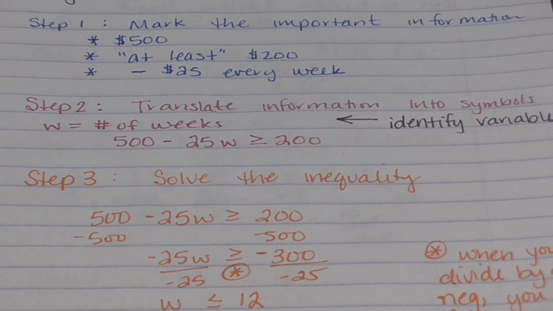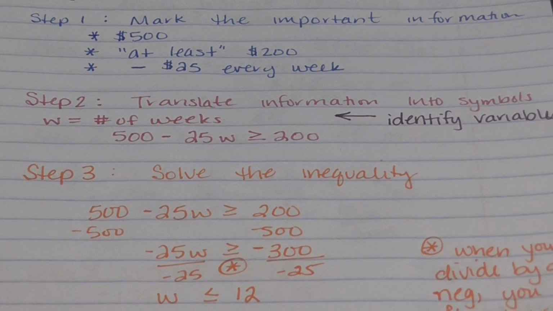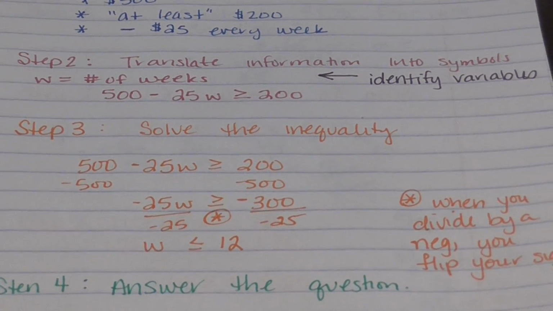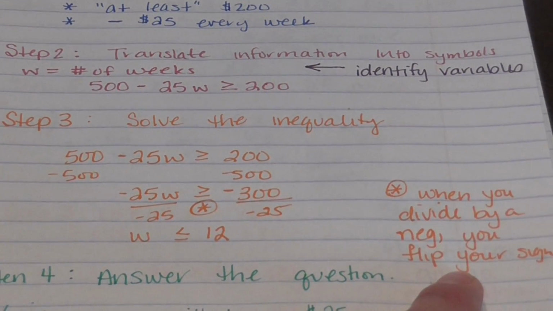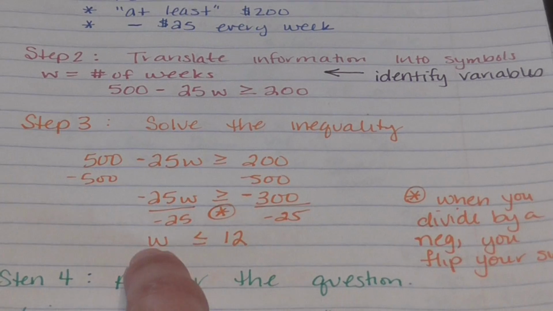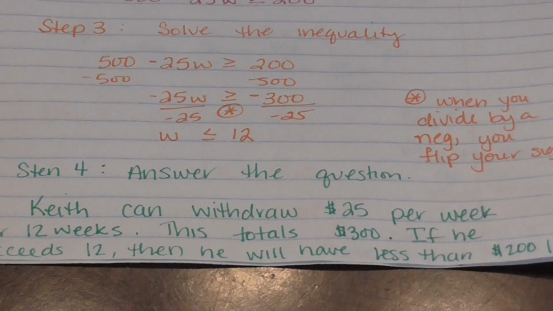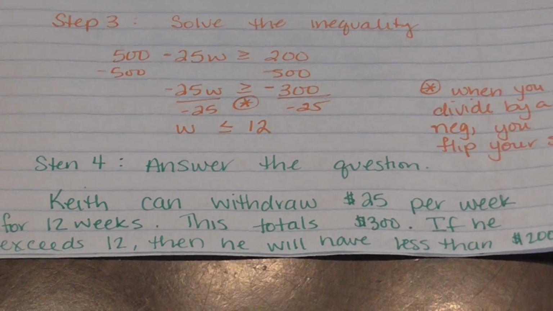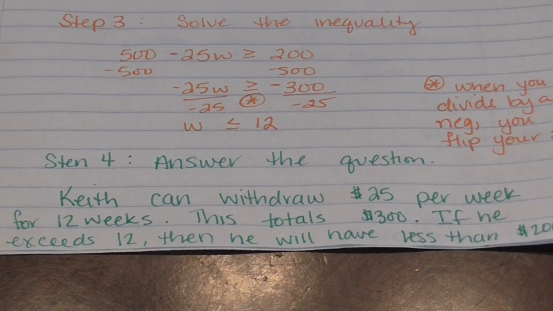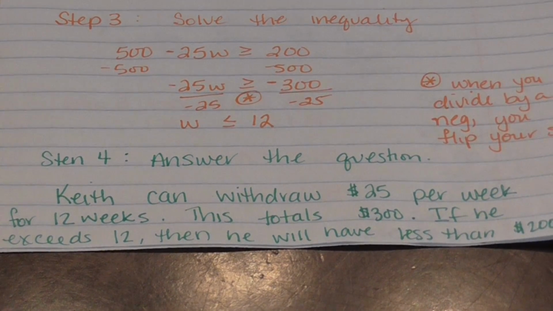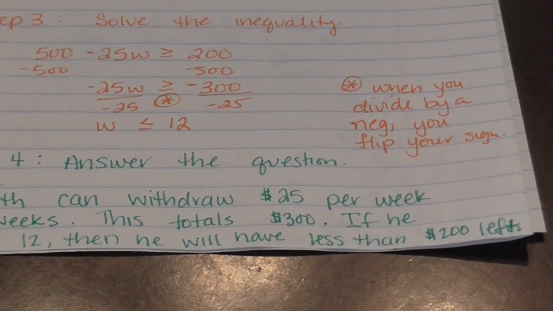So step 3, solve the inequality. So 500 minus 25W is greater than or equal to 200. Get rid of my 500, divide by negative 25. Special note right here, when you divide by a negative number, you've got to remember to flip your sign. So instead of being greater than or equal to, W has got to be less than or equal to 12. So the last step's the most important one. You need to answer the question. Keith can withdraw $25 per week for 12 weeks. This totals $300. If he exceeds 12, then he will have less than $200 left.